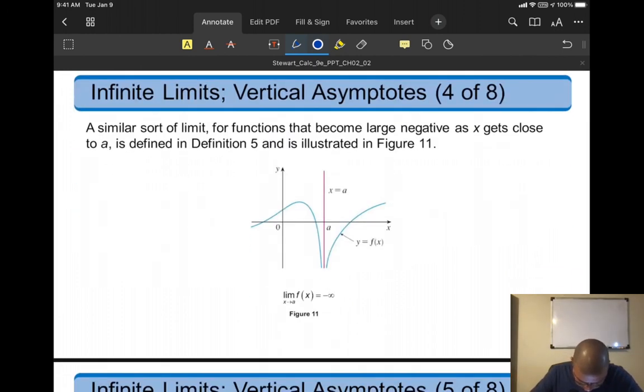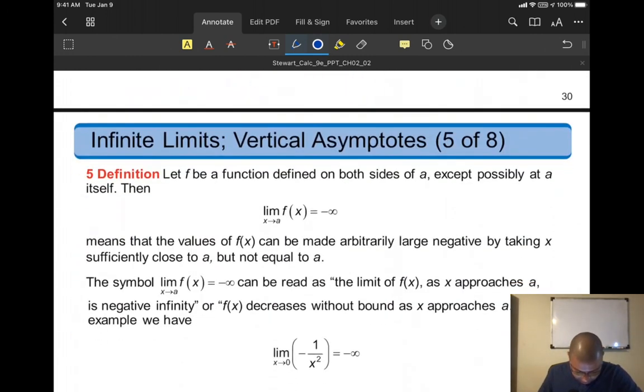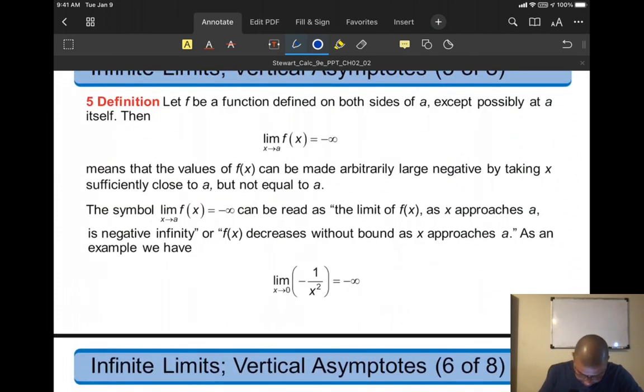And then this would be minus infinity. Same thing happening, but f of x having negative values, still very, very negative, like -1,000, -1,000,000, -1,000,000,000, a billion being larger than 1,000 in size. And this is the intuition again. So here's an example.